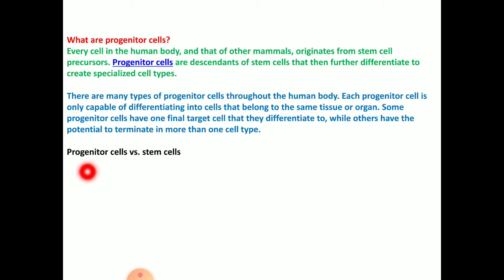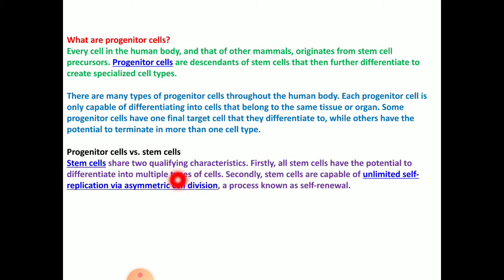So now let us see what exactly is the difference between the progenitor cells and the stem cells. We know about the progenitor cells now. Now the stem cells share two qualifying characteristics. Stem cells have very special properties. What are they? Firstly, all stem cells have the potential to differentiate into multiple types of cells. So you might have heard about stem cell therapy. These are the very basic kind of cells which can give rise to various other kinds of cells.